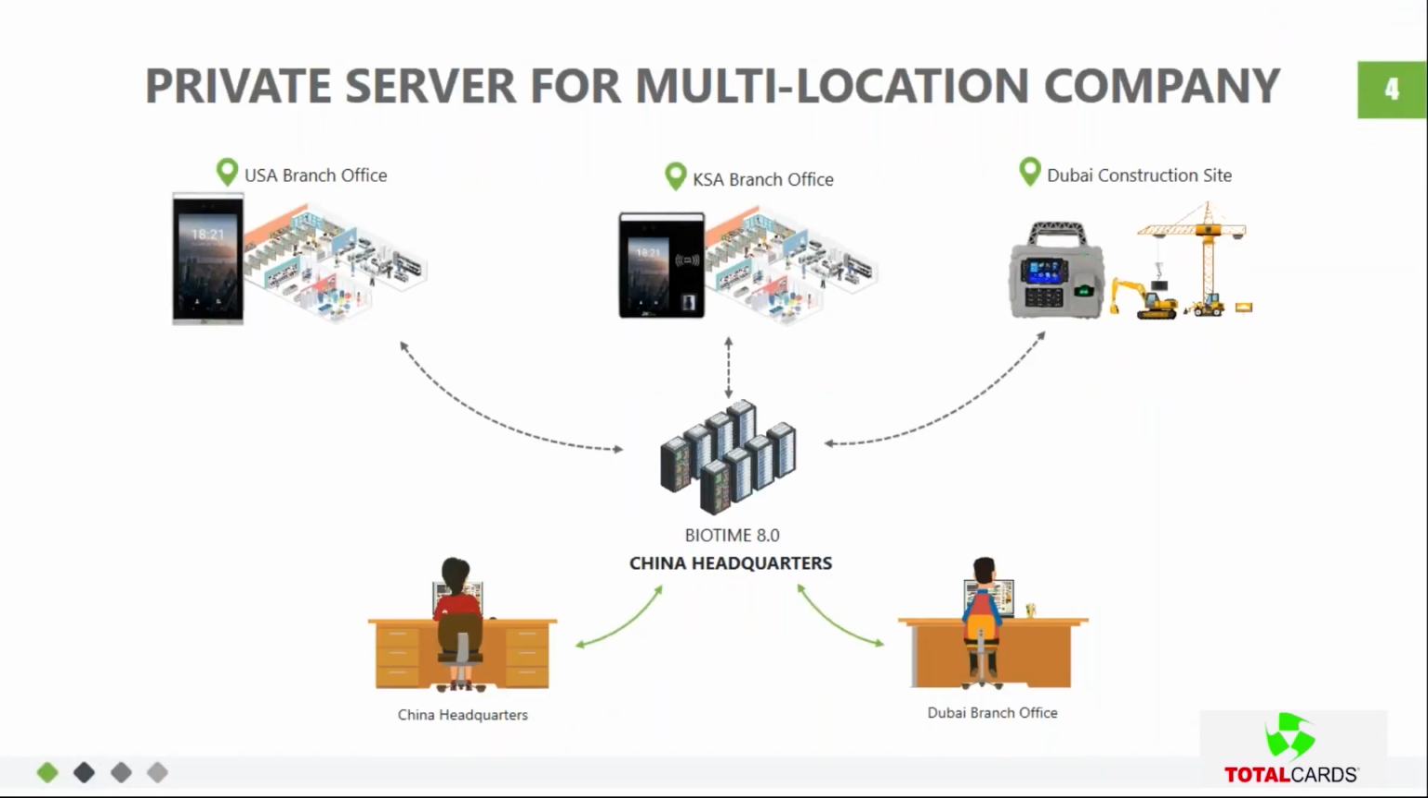And this is the complete architecture of the system. You can see we have 3 branch offices which will have different models of devices. It depends: if it is a handheld device, it will be connected by 3G or Wi-Fi. If it is a fixed device, it can be connected by LAN. And Biotime 8.0 is installed at the headquarters.